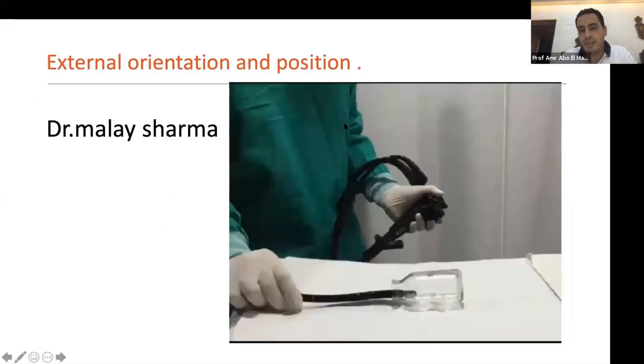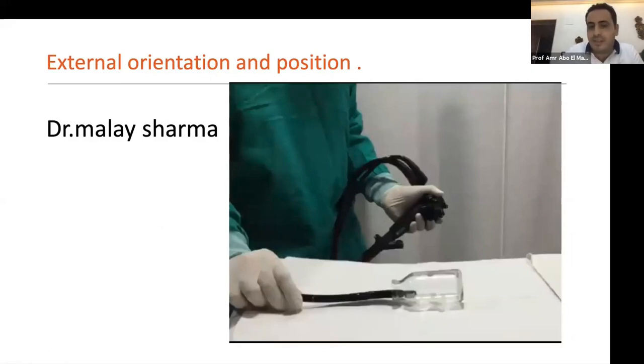The position, I will share Dr. Malay Sharma's tips and tricks using rectal ultrasound. We are using the same position as doing a basic colonoscopy, and the movement is in and out, and right clockwise or left anti-clockwise rotation. We rarely use the up and down knobs, but before that, we can do some sort of external orientation.